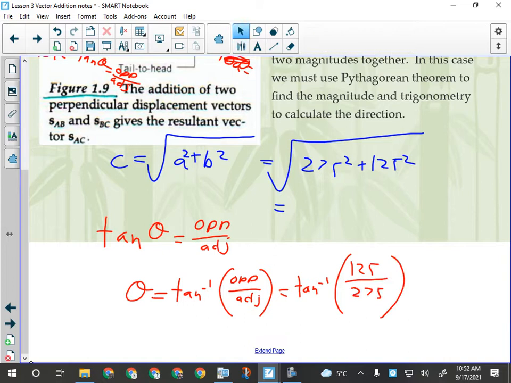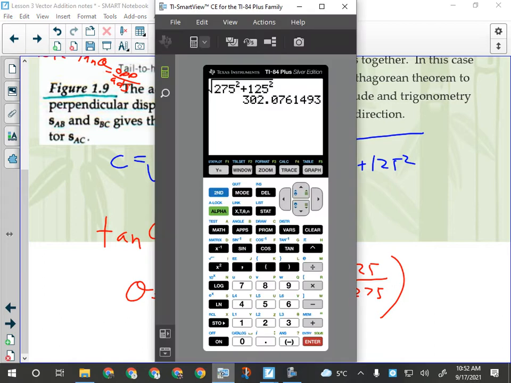All right, that's going to give me my angle. It's not going to give me my direction. It's going to give me my angle, which is part of the direction. So when I punch that in, I hit second function, tan, so that gives me tan to the minus 1. 125 divided by 275.